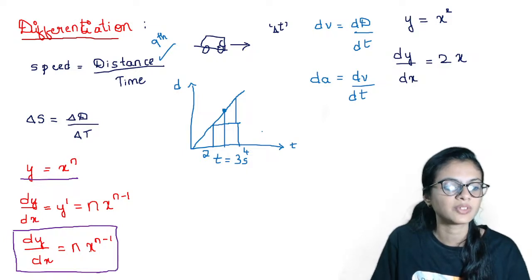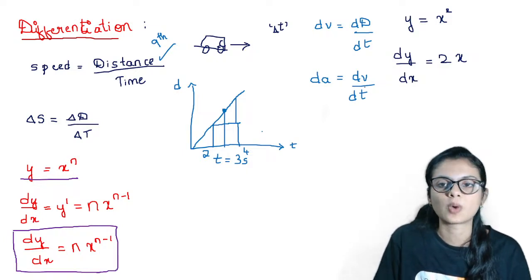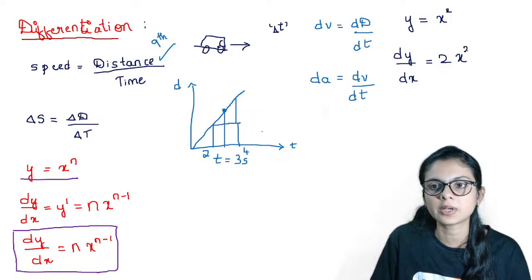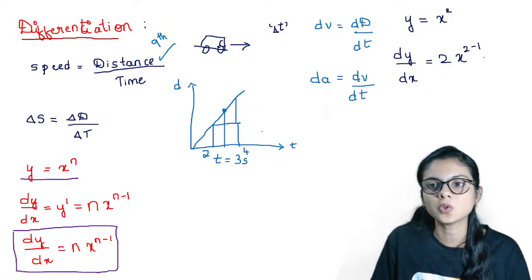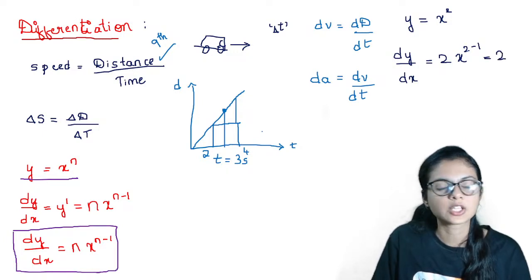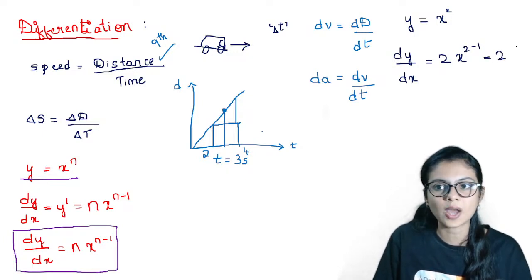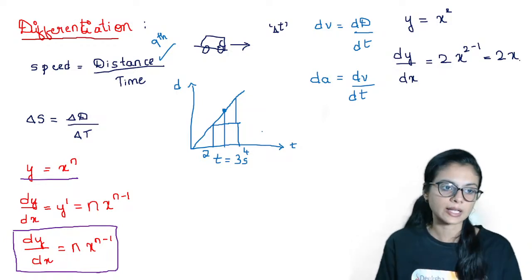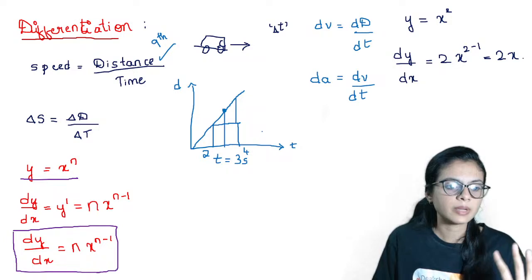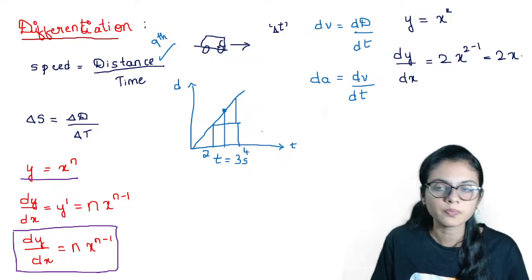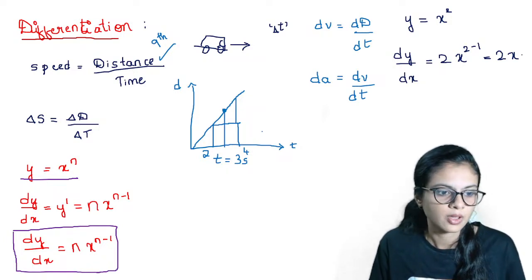Same, I'm just comparing with the formula. N minus 1. N minus 1 is nothing but 2 minus 1. Okay, so what is the value? 2 into x power 2 minus 1, that is 1. So nothing but 2x is the answer. This is very basic. I am just introducing this for the first time.